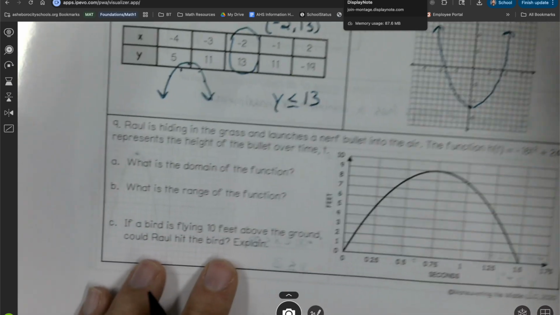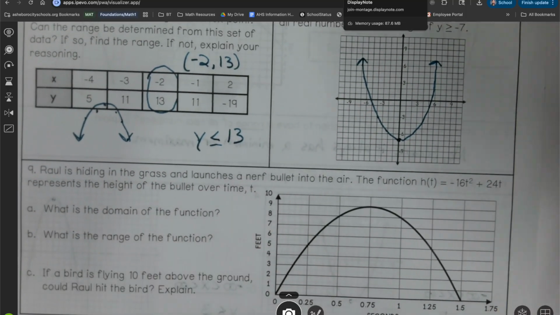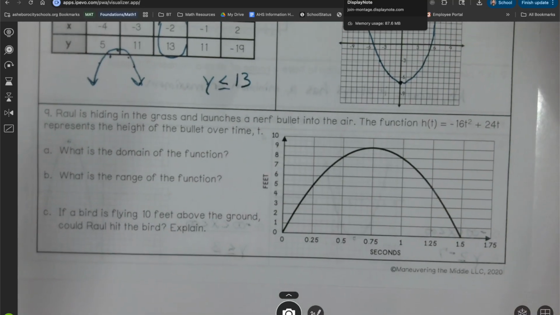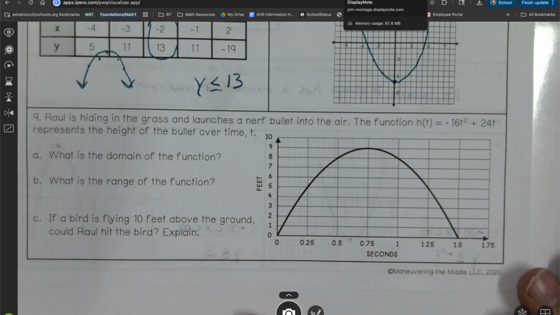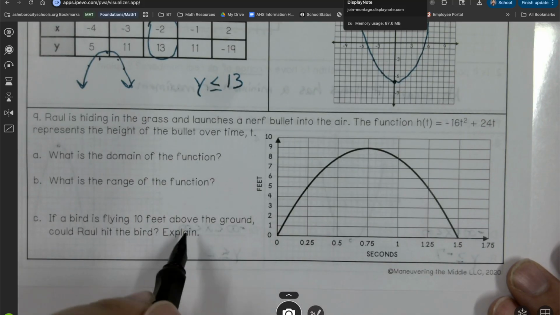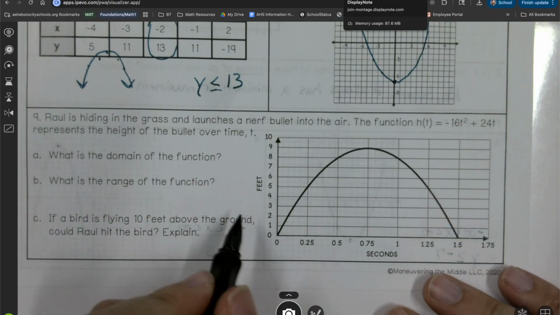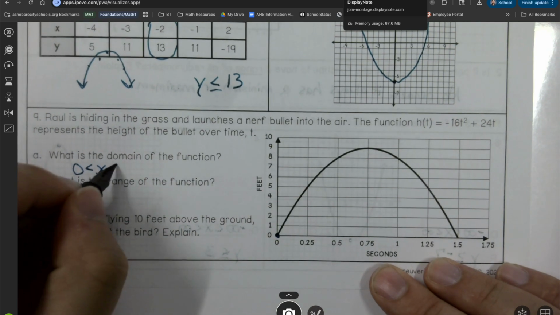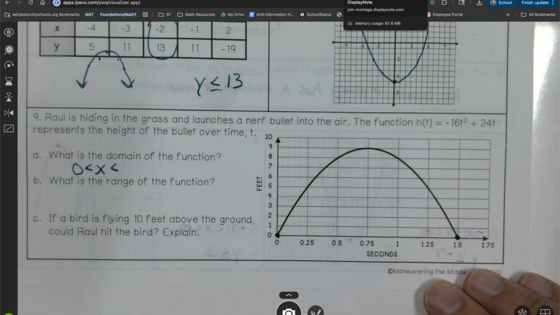All right, and then our last question here is, what is the domain of the function? Well, here we're talking about a Nerf bullet being shot into the air and the height being recorded over time. So in this case, we're not going to have all real numbers because we're talking about a specific interval of time here, right? We can't have negative time and we can't have negative distance, right? Or negative height. So here the domain is going to be from where we start, which is 0 seconds, all the way until we get to the ending spot of 1.5.